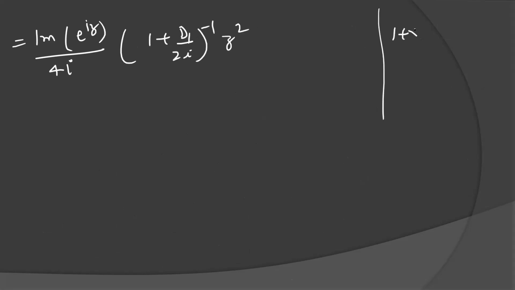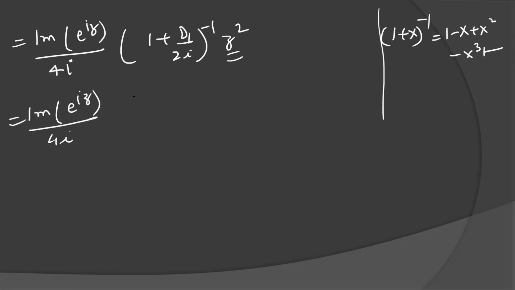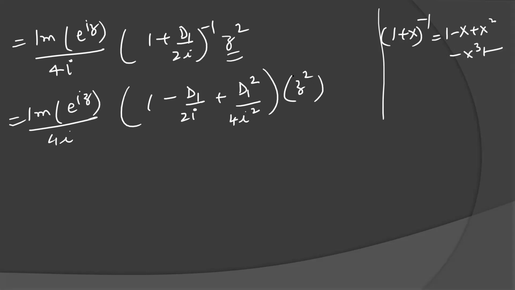Remember I told you (1 plus x) to the power minus 1 is 1 minus x plus x square minus x cube plus so on. Its degree is 2, so we will go up to 2 degree in D1. I told you the reason also in part 3-4. So it will be 1 minus D1 over 2i plus D1 square over 2i square, means 4i square, into z square. We will not go to further terms because that derivative will be 0 actually.